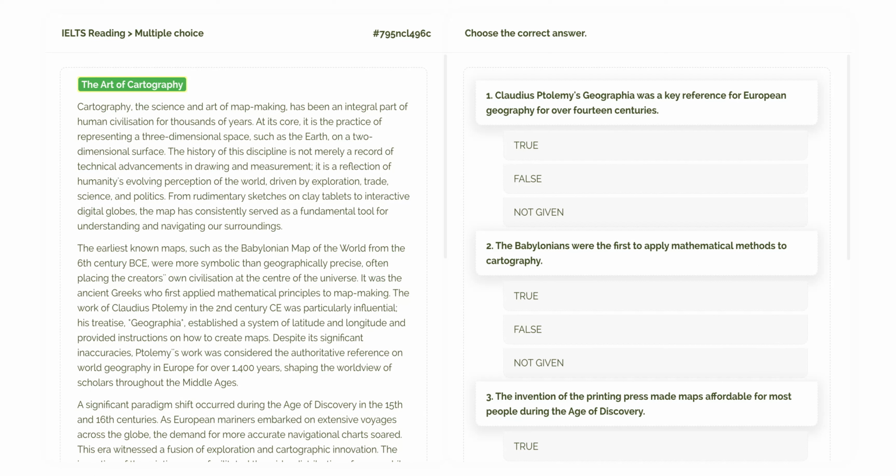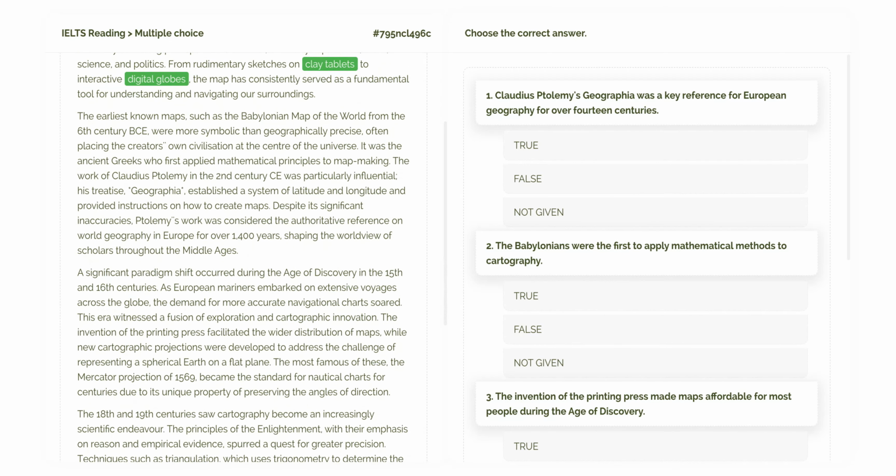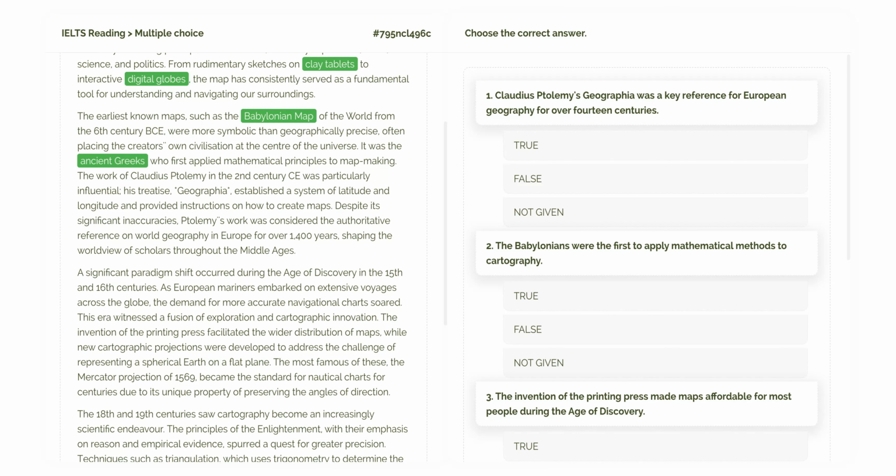Paragraph 1. This is the introduction. It defines cartography and tells us the passage will cover its history, from clay tablets to digital globes, connecting it to exploration, trade, and science. Paragraph 2. This paragraph covers the early history, starting with the Babylonian map and then moving to the ancient Greeks. Key names here are Claudius Ptolemy and his work Geographia, which was influential for over 1,400 years.